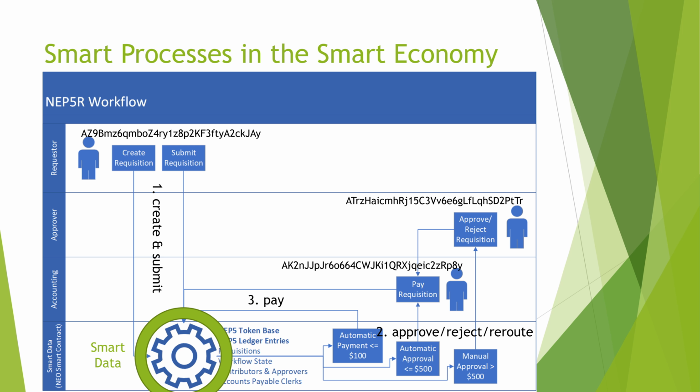It might be an accounts payable clerk who ultimately has to pay for the requisition. Again, they pay for the hours worked or the expenses in the expense report. But it also may involve an approving manager, depending on the value of the requisition. So at the bottom here, we can see, for example, that the smart contract might automatically have a business rule that automatically pays any expenses or any hours worked with a value of less than $100.